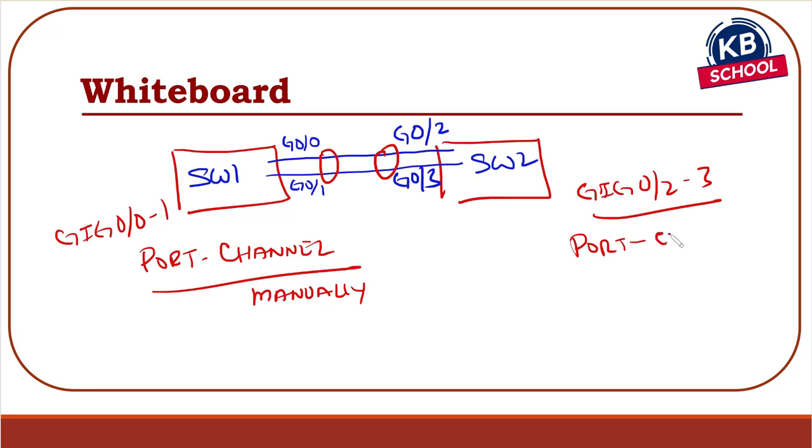What do I mean by manually? They don't talk to the other side and say, hey, listen, as long as this port is up on the other side, I am going to consider the port channel to be up. So there's no negotiation with the other side whether the port is actually a member of the same port channel or not. I manually specify that these two ports are a port channel with the other switch.